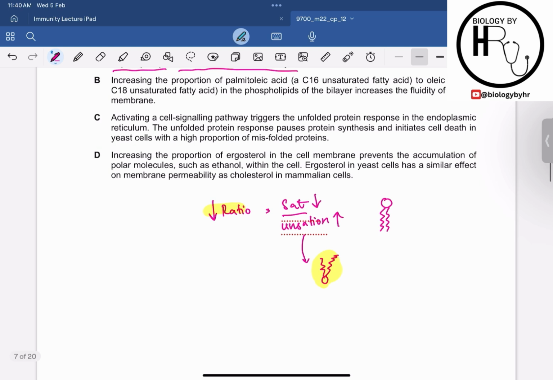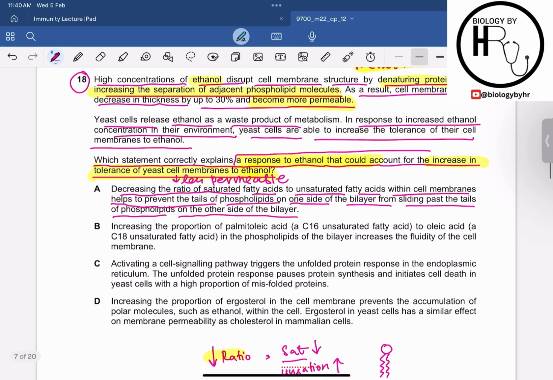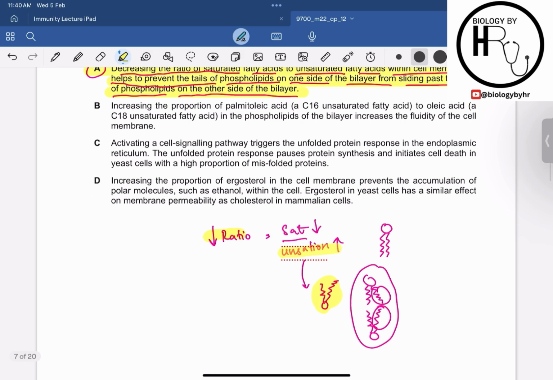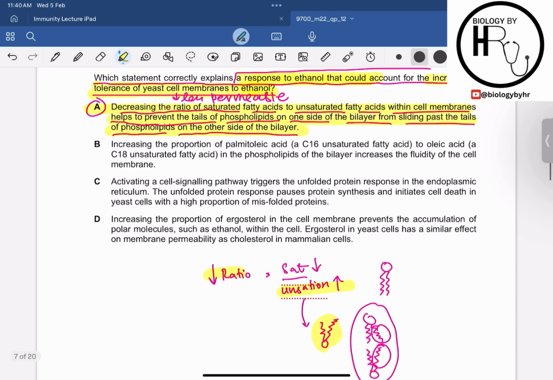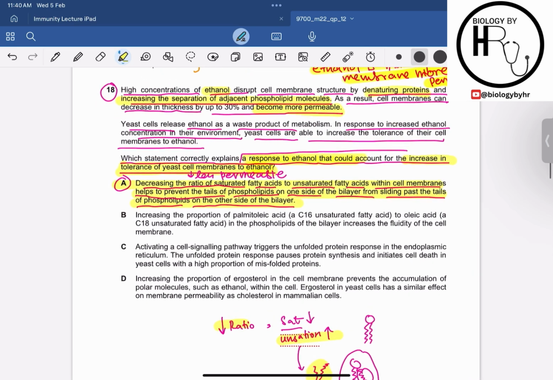Because the unsaturated fatty acids in the phospholipid molecules have kinks, the kinks prevent the phospholipids from packing too closely. This prevents excess fluidity, ensuring the membrane remains stable even when exposed to ethanol. So the correct answer is option A, because the membrane fluidity will decrease because of the more unsaturated fatty acids. Yes, the correct answer for question number 18 is option A.